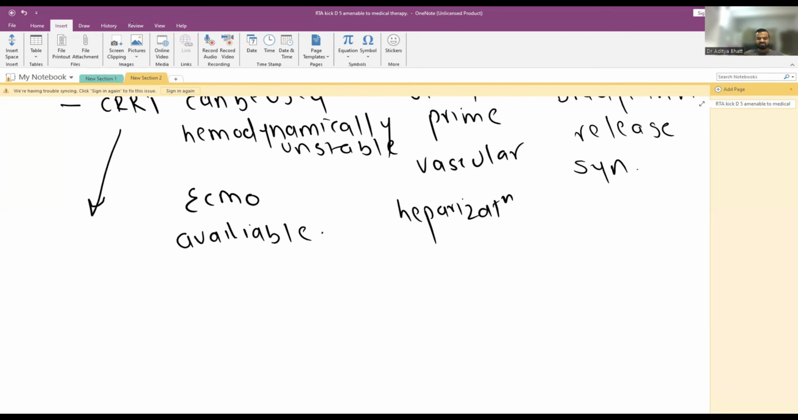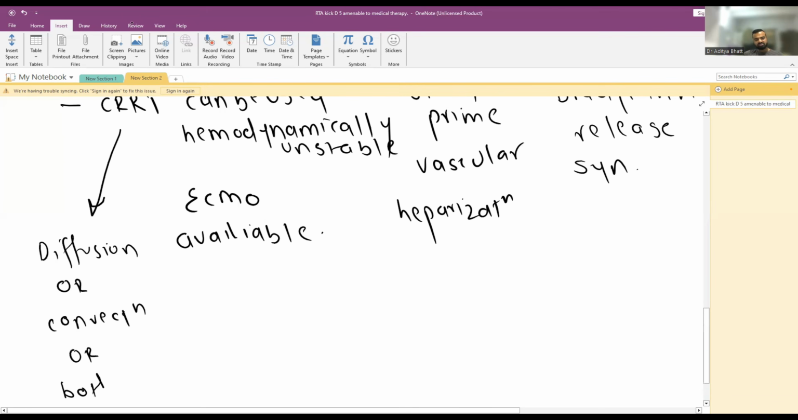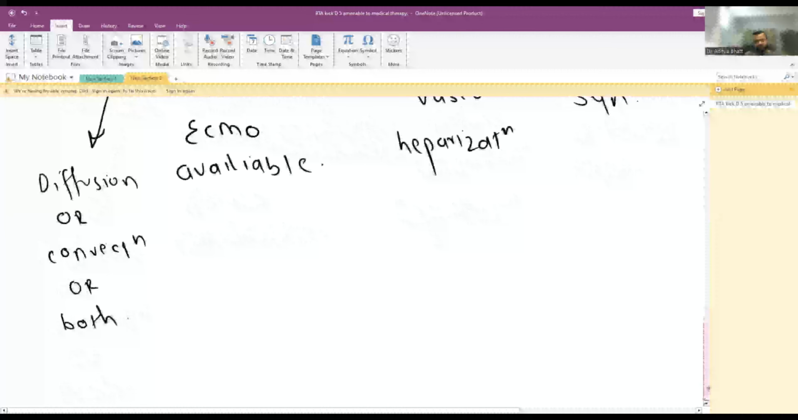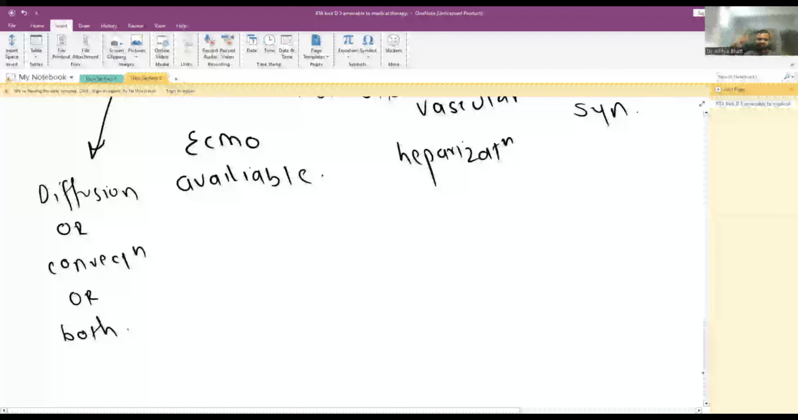CRRT mechanism of action, it can be either diffusion or convection or both. Depending upon the machine, there are three commonly used machines: Nidus, Aquadex, and Carpediem. So depending upon the machine, the methods are different, but either it can be single or both of them. So that is what you need to remember.